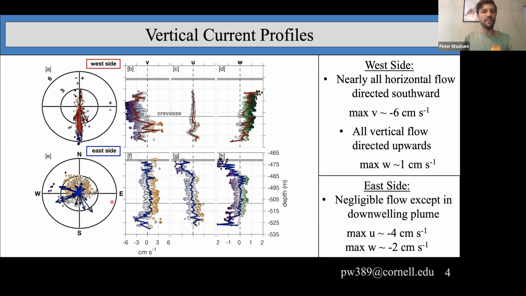And then on the east side, these are now averages of the data on either half of the crevasse. You see disorganized flow, basically no real signal except for in this sinking plume, where we caught a max downwelling of 2 centimeters a second, which is quite fast. And then a horizontal flow across of about 4 centimeters a second.